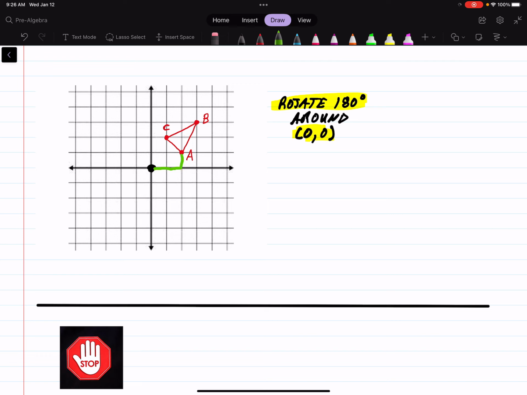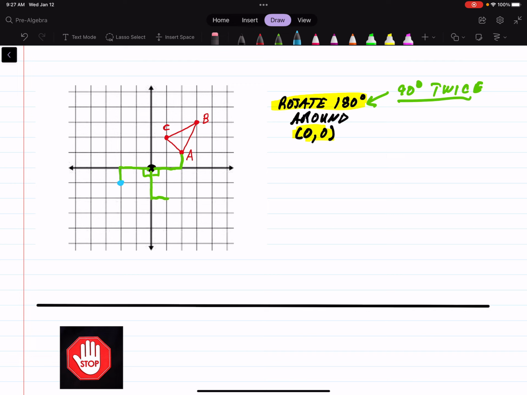So one of the tricks for rotating here is that I know that I can rotate 90 degrees twice to get to 180 degrees. So since my original is over 2 and up 1, I can rotate 90 degrees, and I go down 2 and over 1, and that would be my first of 2 rotations. Then I rotate another 90 degrees and go over 2 and down 1, and here is my new point A, right there.